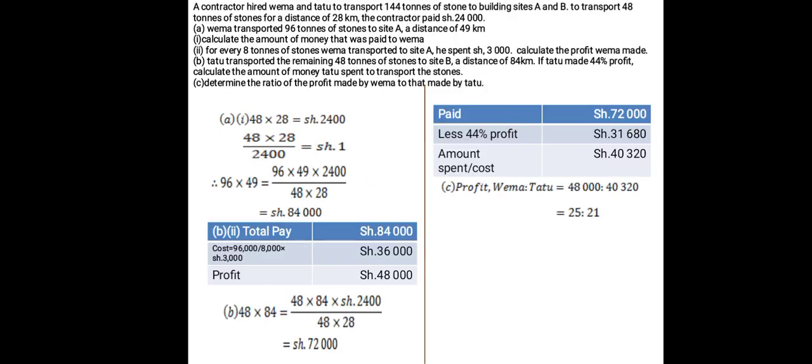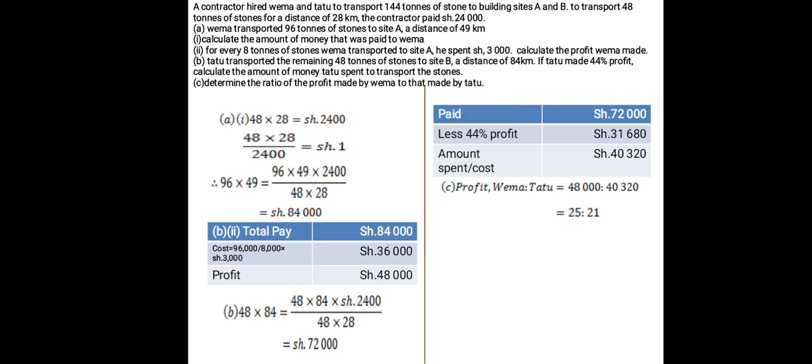A contractor hired Wema and Tatu to transport 144 tons of stone to building sites A and B. To transport 48 tons of stones for a distance of 28 kilometers, the contractor paid 2,400. There's a mistake there. It should be 2,400, not 24,000.